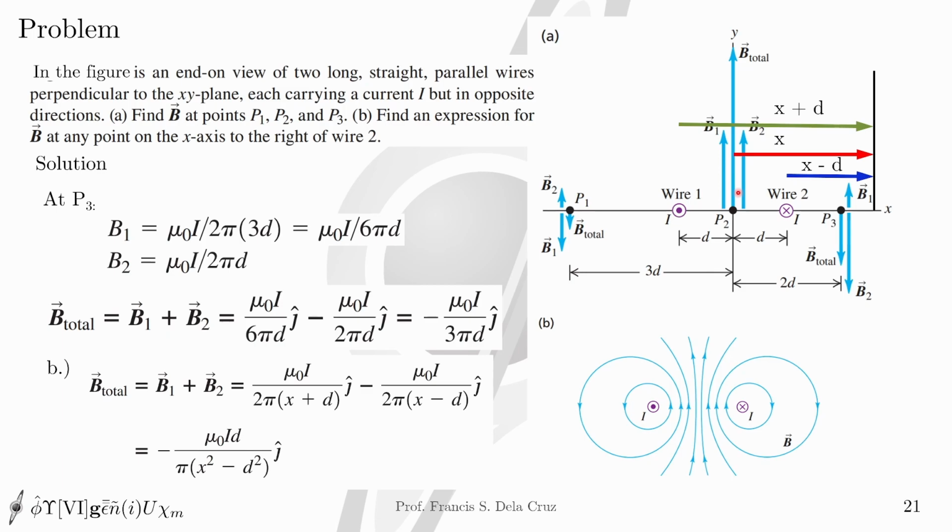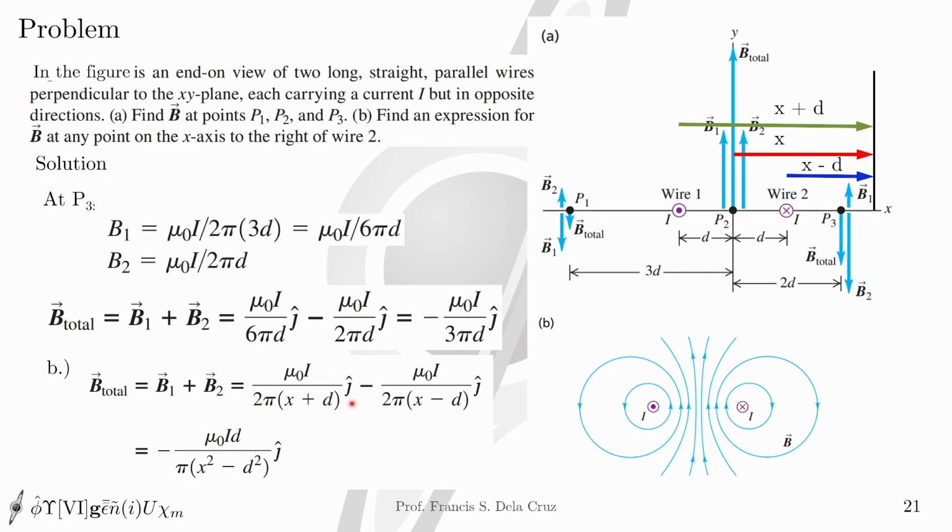Then you substitute that to the separation distances at the denominator, and you will have this expression: mu naught I over 2 pi (x plus d) j hat minus mu naught I over 2 pi (x minus d) j hat. How did you get this? Algebra. So you cross multiply, and then you simplify the expression.